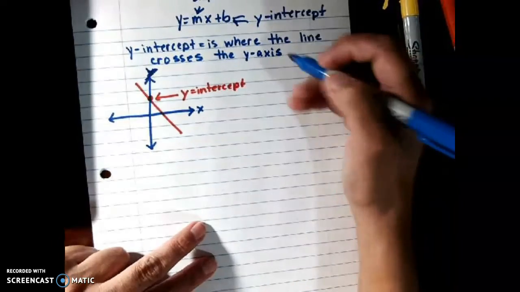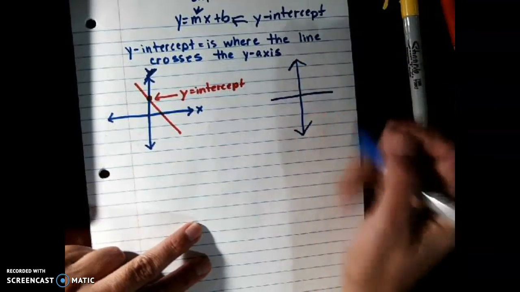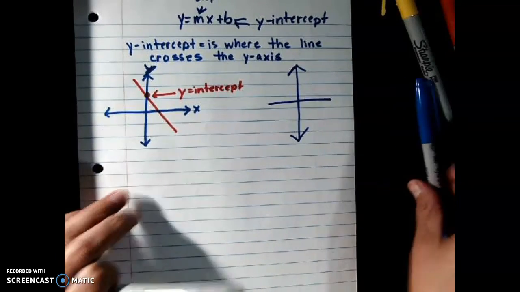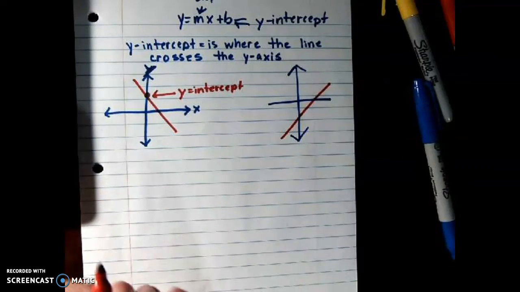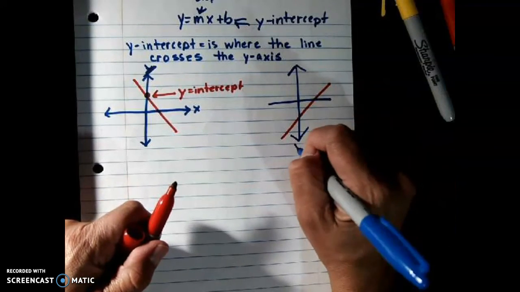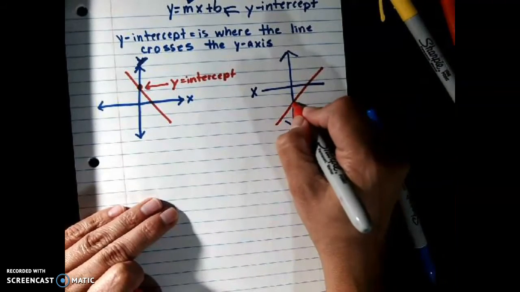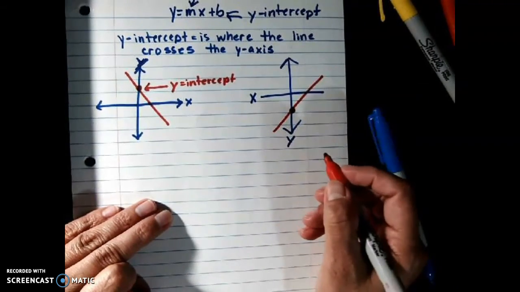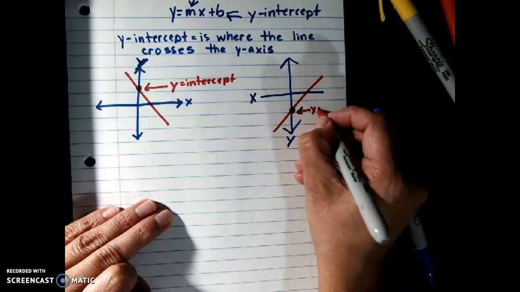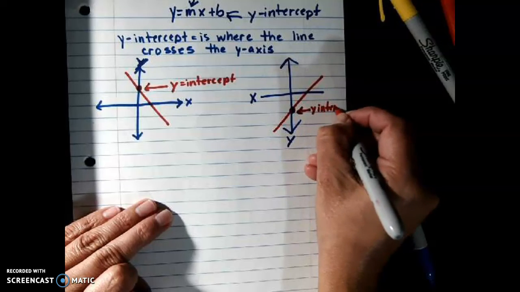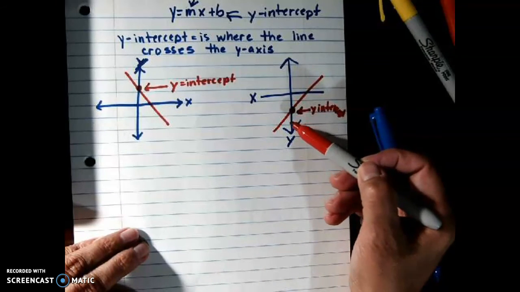Okay. If I have another coordinate plane, and it crosses right there. This is the y-axis. This is the x-axis. Right here, this number, wherever it crosses, is the y-intercept. Wherever it crosses the y-axis is the y-intercept.